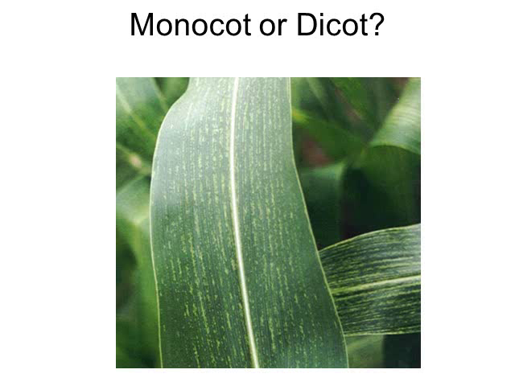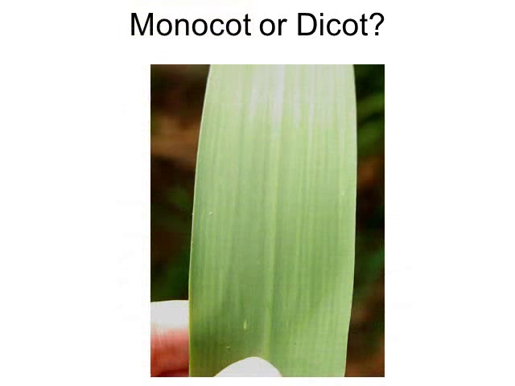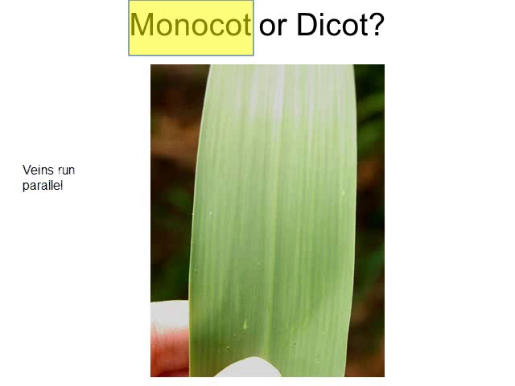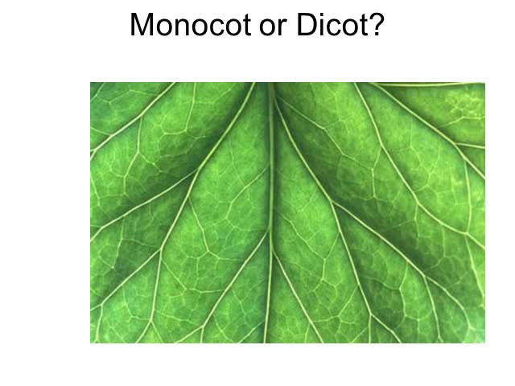Here's a couple leaves here, and see all the veins run parallel. So there's your monocot. This is pretty straightforward as long as you remember those basic rules. Here we have, again, veins running parallel on this leaf. Monocot, because the veins run parallel. And lastly, here we have the veins branched out net-like, and so this is a dicot. So keep in mind, monocots and dicots, those are terms that only apply to angiosperms.